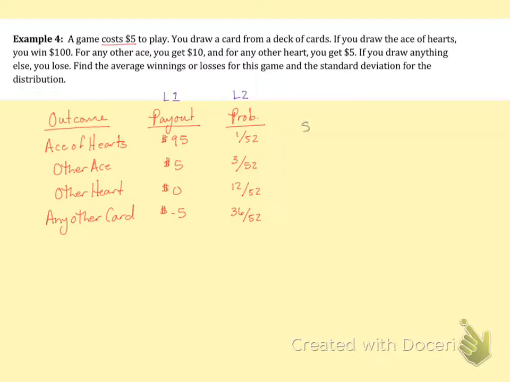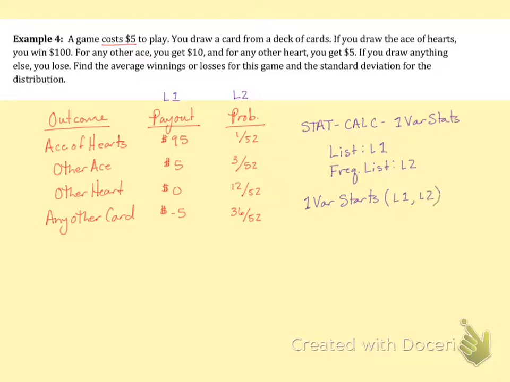And then you're going to go to Stat, Calc, and you're going to choose 1 var statistics. Your list will be L1, and your frequency list will be L2. Now, if you have a TI-83, you're going to go to 1 var stats the same way, but then you'll end up with a parenthesis. So you'll do L1, comma, L2, and close your parentheses.